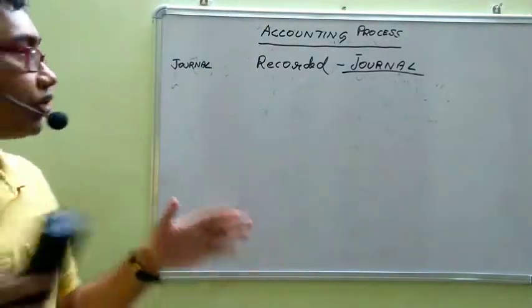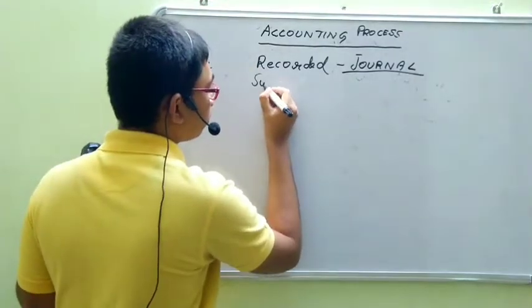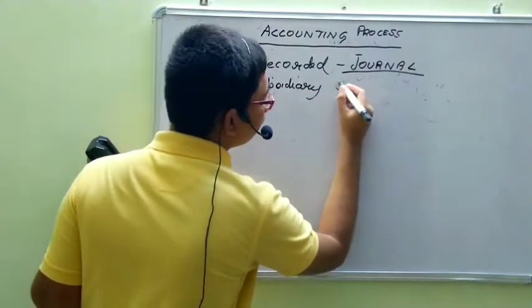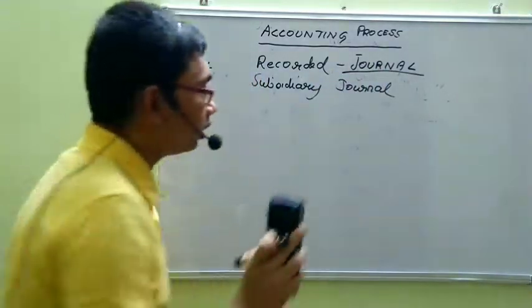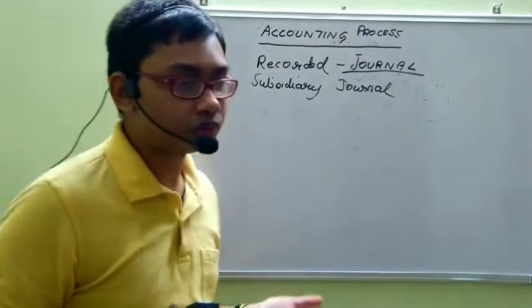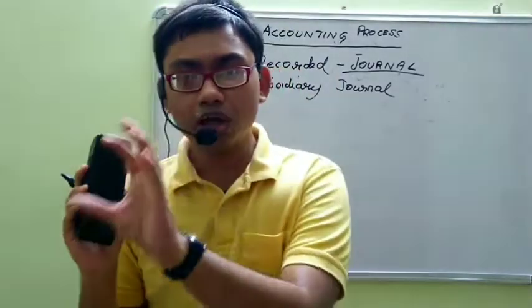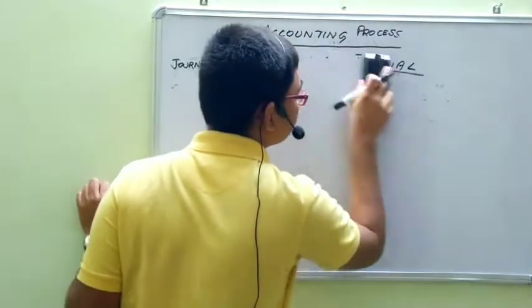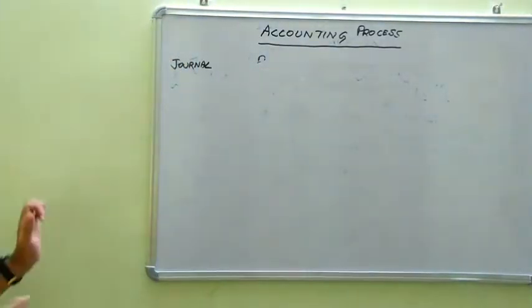There is a bifurcation or sub-branches of the journal which are called subsidiary books, or subsidiary journals, or day books, or any other name. Whatever you can call them, these are subsidiary books. What are these subsidiary books? These are journals. They are not any other thing. These are journals themselves, but they record only a specific category of transaction. So let us understand this subsidiary book thing.